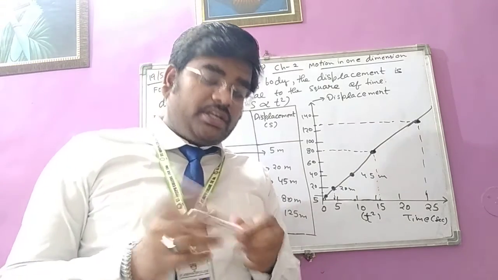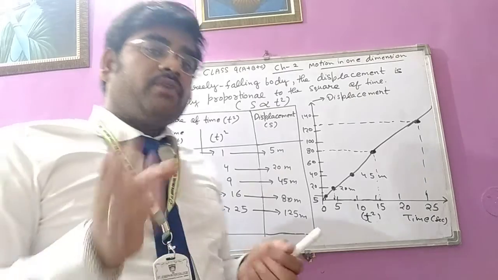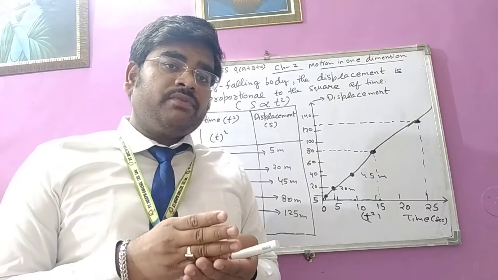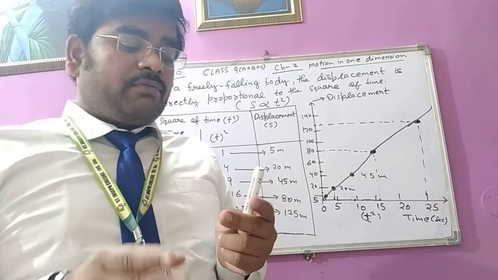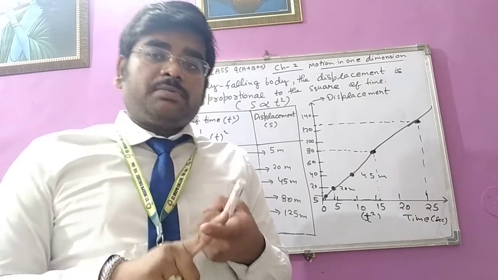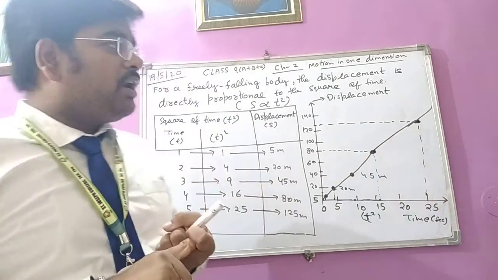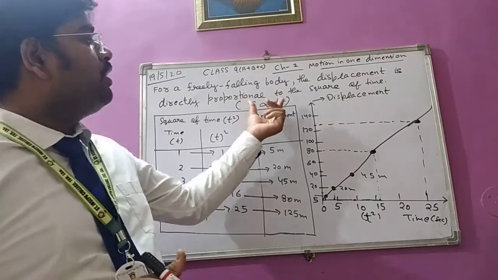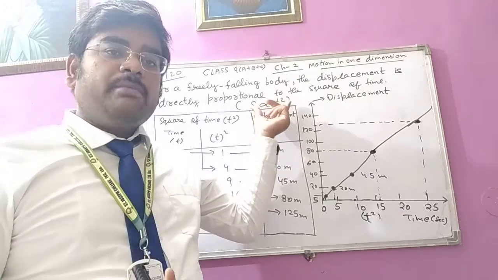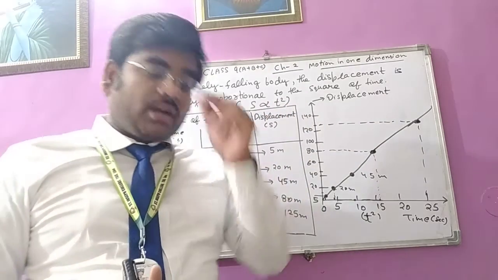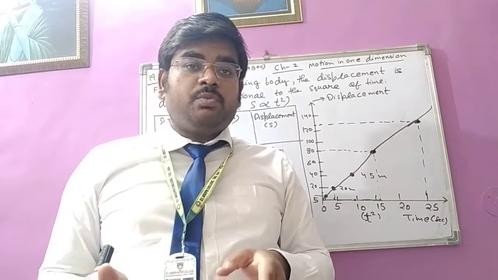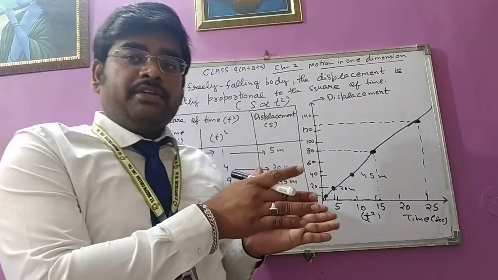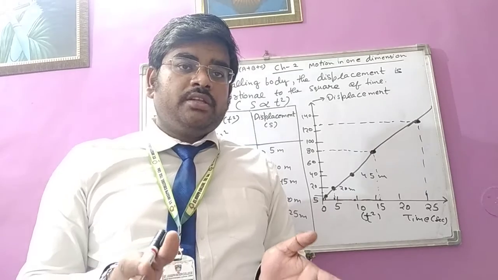From the acceleration time graph, we have got velocity. From the velocity, we have plotted the velocity time graph. From the velocity time graph, we have got displacement. From the displacement, we have plotted the displacement time graph. And from the displacement, we have plotted the displacement time square graph, that means the ST square graph. So these are the graphs which you have to plot in this chapter 2, motion in one dimension, for class 9. Okay, that's all for today.